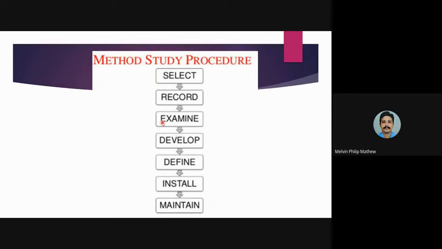how it can be modified, and then we will develop the plan. After the modification, we will develop the plan, then define it. It will be passed on to the workers or the machines. Then we will install it, we will produce the product, and then maintain the product according to this method study. So that is how the method study procedure is done.